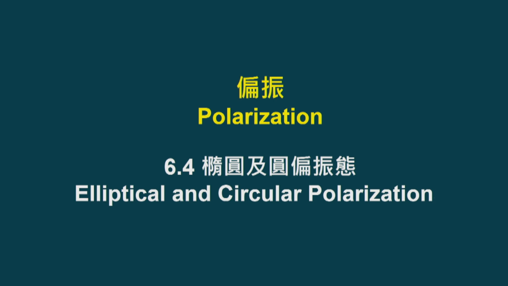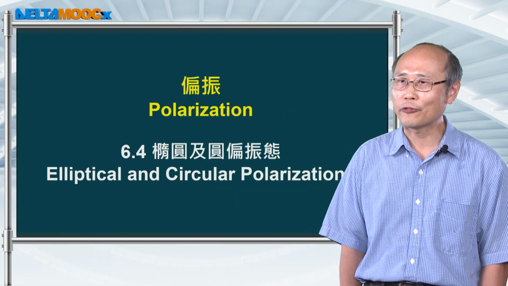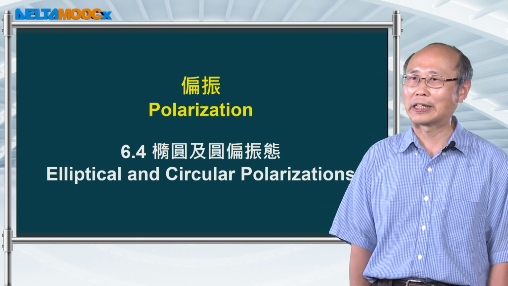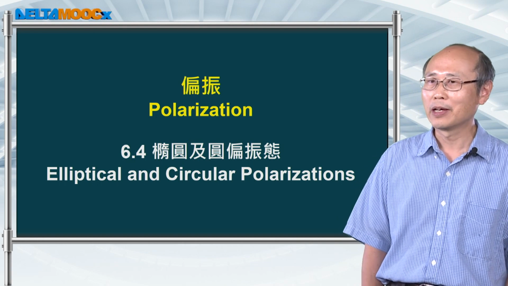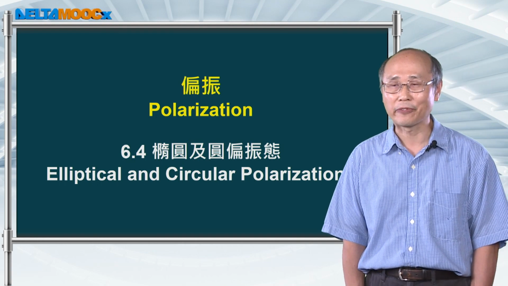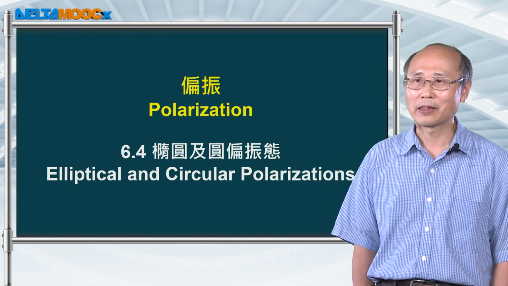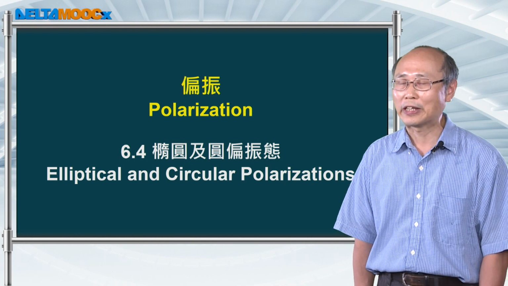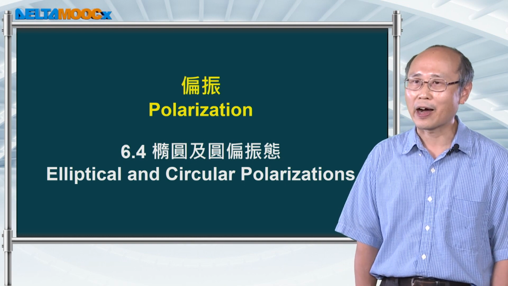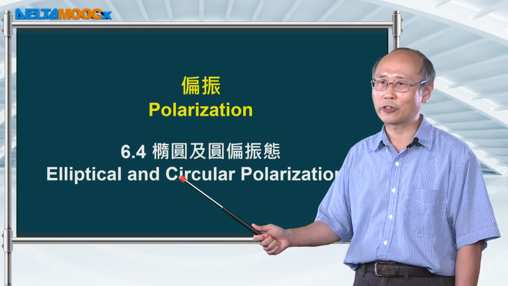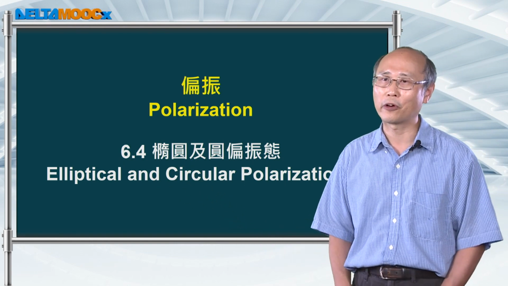In the last session, we talked about general polarization state. And the electric field for the general polarization state will trace out a slanted ellipse on the xy plane. But the slant angle theta could be any arbitrary value, and the result is not going to be good for applications. So in this session, we're going to specify the so-called upright elliptical polarization state or the circular polarization state.